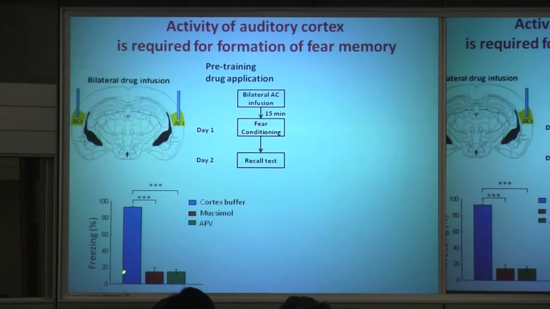Well, the result is that you inhibit the activity by elevating the inhibition, just reducing the activity level. The silenced area blocks the memory. The memory is gone. So activity of the auditory cortex is certainly necessary for producing this fear memory.